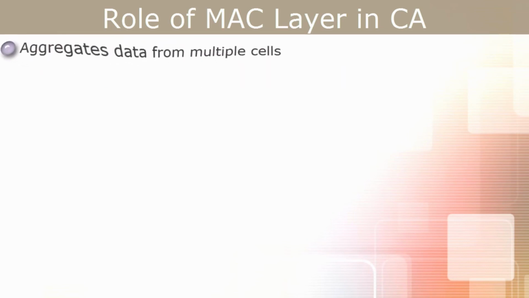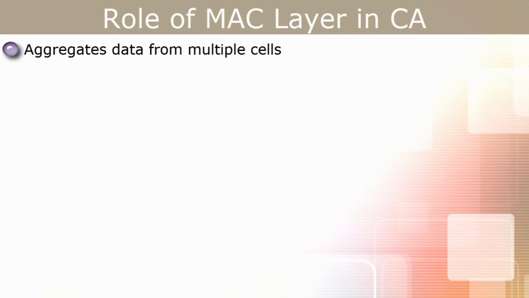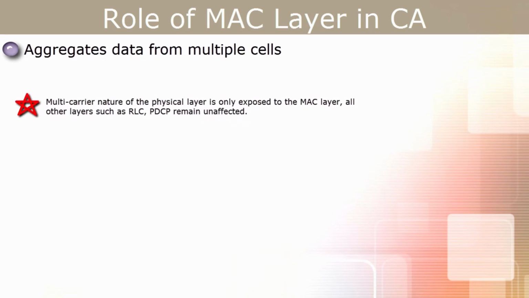All the data coming from multiple cells is aggregated by the MAC layer and then sent to upper layers. Remember, the multi-carrier nature of the physical layer is only exposed to the MAC layer. All other layers such as RLC and PDCP remain unaffected.